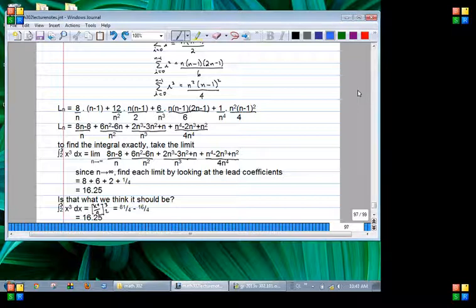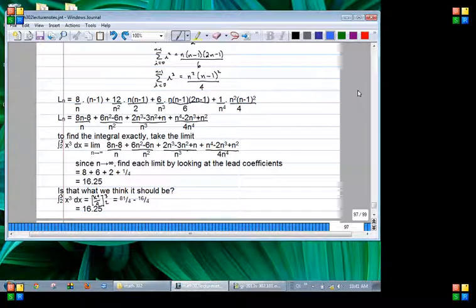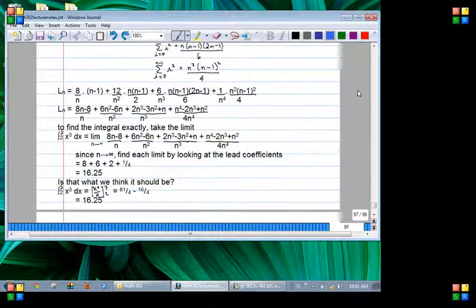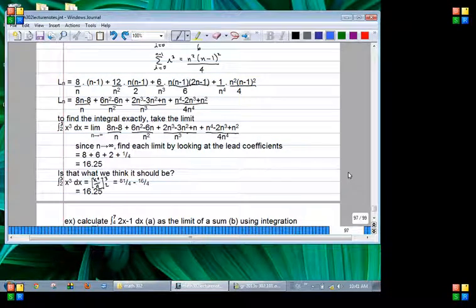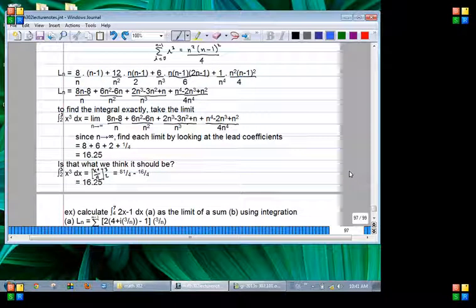Okay. So now that we've sort of seen the whole journey, let's go through another problem. Let's find this integral. Once again, A, by setting up the sum and taking the limit, and then B, using integration, which obviously will be much easier and quicker. Okay. So first, setting up the sum and taking the limit. So ln equals this concoction.